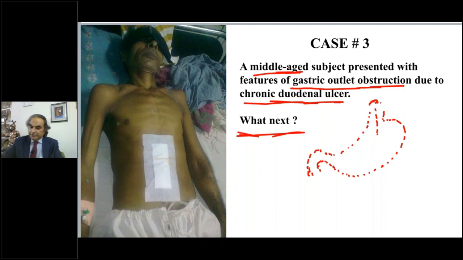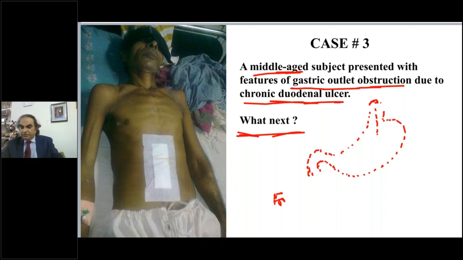Food content. Previous day's food content is... No, it's too late, isn't it? Yes, sir. What does it take for the food to pass out of the stomach? Oh, sir, it takes 3 to 4 hours. So 3 to 4 hours, you should be able to throw it back.